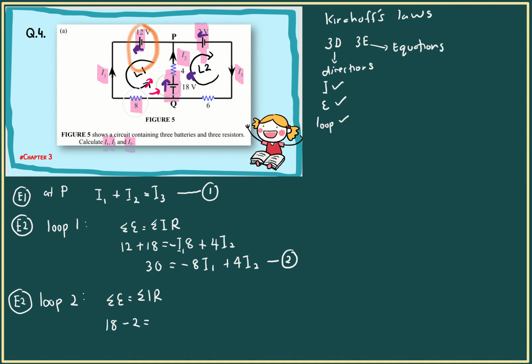We have the 6 ohm resistor with I3 flowing, with similar direction with the direction of the loop, so it's positive 6I3. And one more, we have 4I2, again positive. Simplifying the equation, 16 equals 6I3 plus 4I2. Then you have your third equation.